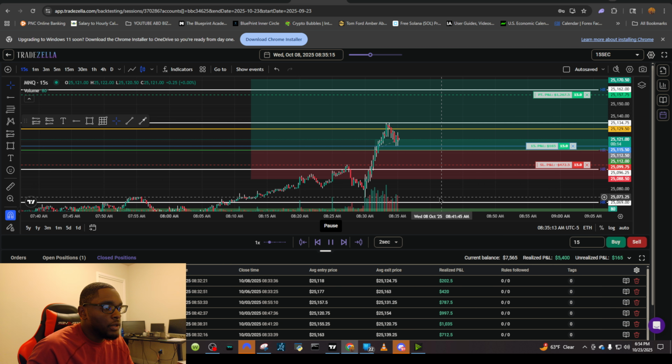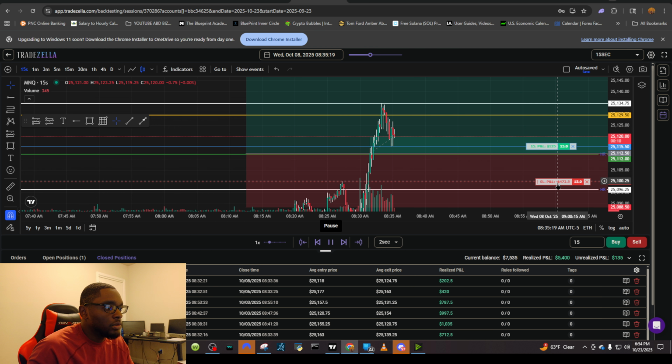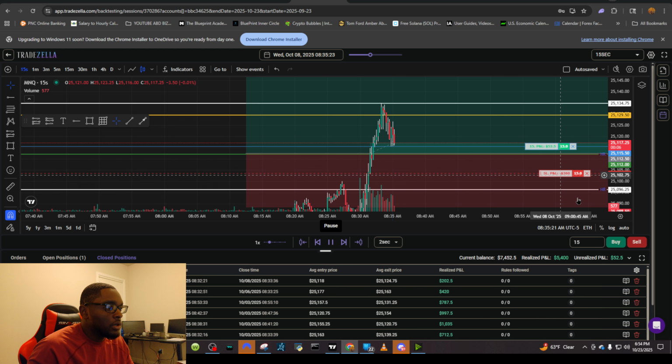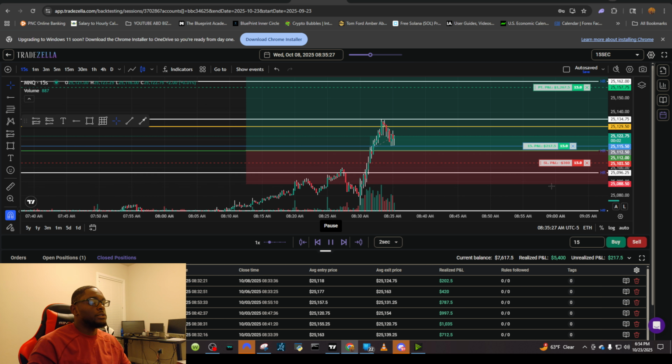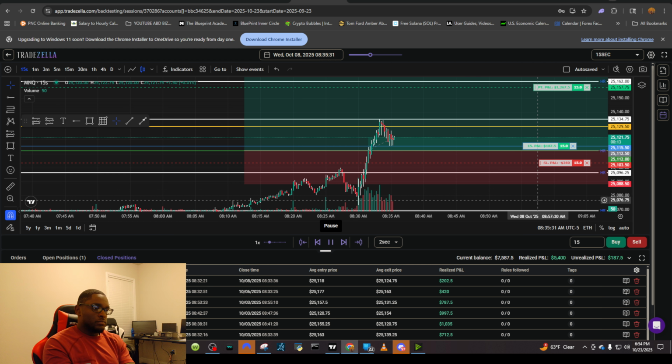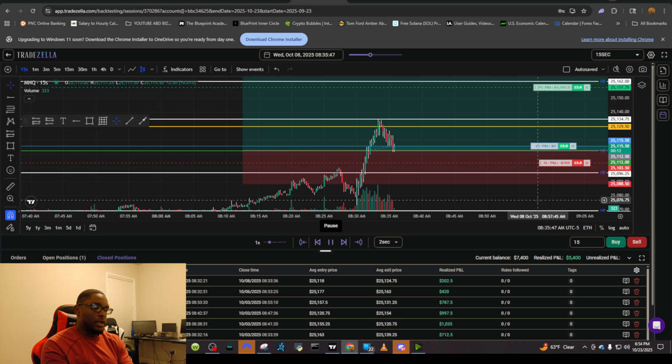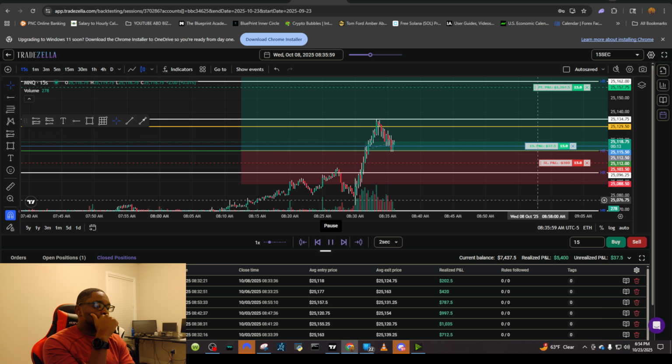Will I hold this trade? Will I get out prematurely? I don't know, but I'm going to hold it and risk the 360. If I lose on this trade, I have one more trade and then I'll be done, because I already made 200. So I'll be down 160 if this goes against me.